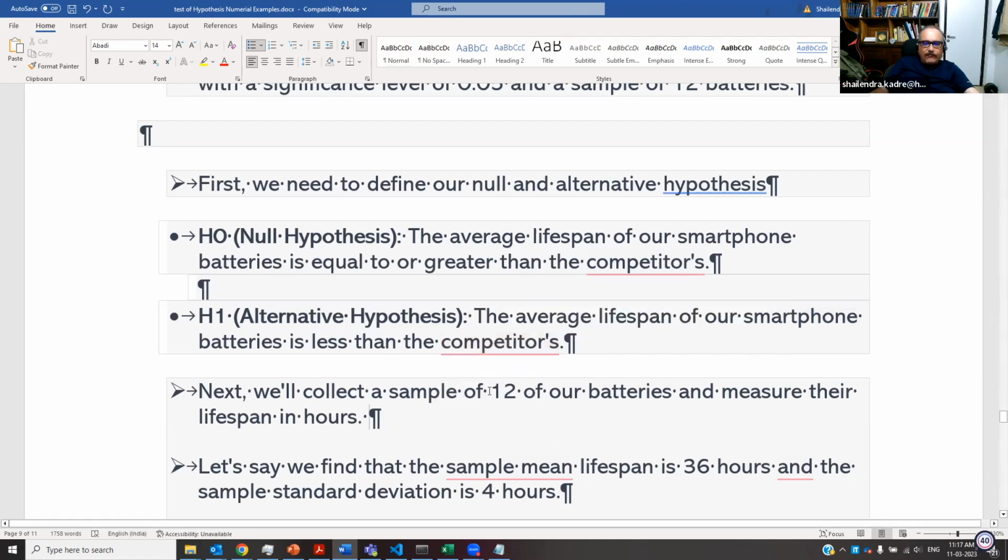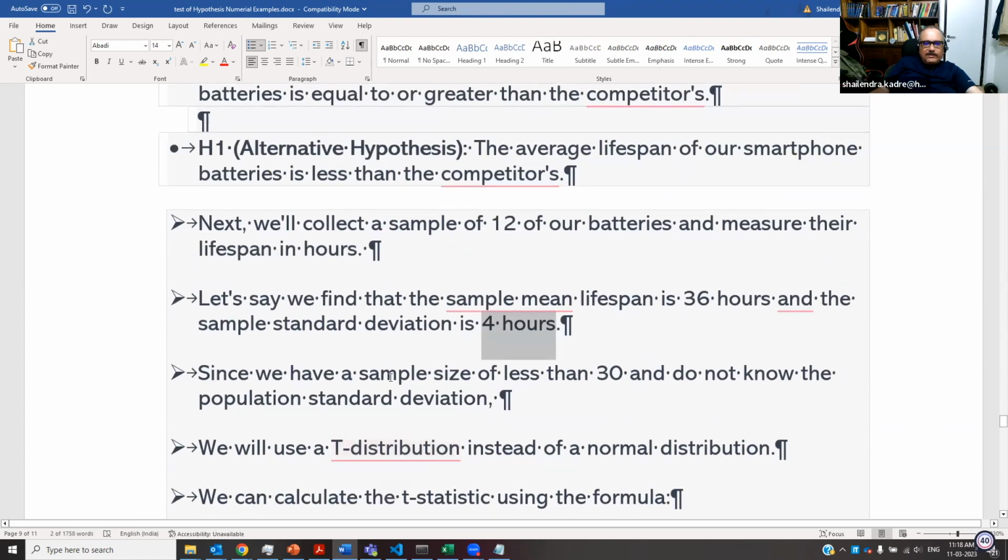We collected a sample of 12 batteries and measured their lifespan in hours. So we took 12 batteries and in our factory laboratory, we measured their lifespan with our equipment. The sample mean battery lifespan is 36. We took the lifespan of 12 batteries and took the average. The average is 36 and the standard deviation is 4 hours.